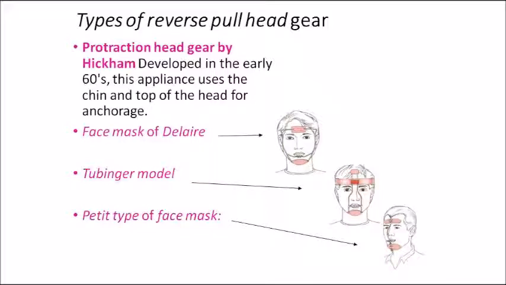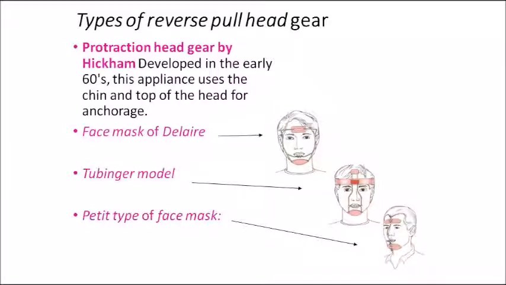Please note that it is similar to Hickham. You have the anchorage from your forehead as well as your chin. But this one has a rigid metal shape and it is square in shape. So please note, it is deriving anchorage from the forehead as well as your chin. You have attachments in the forehead as well as the chin, and then it is square in framework and it is kept away from the face.